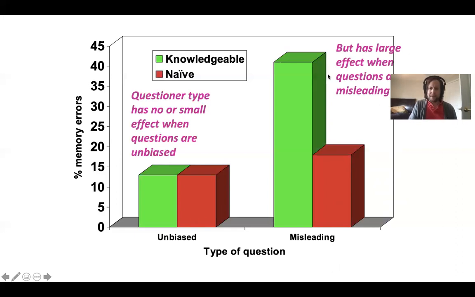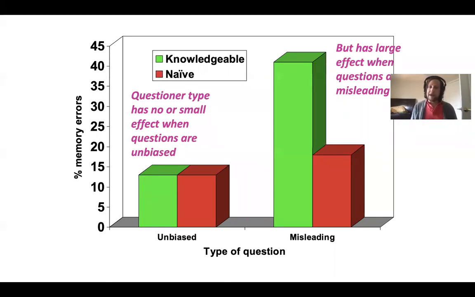But you can see over here, another way of wording this is that there's a large effect of questioner type when the question is misleading. When the questions are misleading, if you perceive the questioner to be very knowledgeable, an expert on the crime, someone who knows a lot about the crime, then you put your trust in that individual. When they ask those misleading questions, you allow them to influence your perception or your memory of the crime, the bank robbery that had happened earlier.